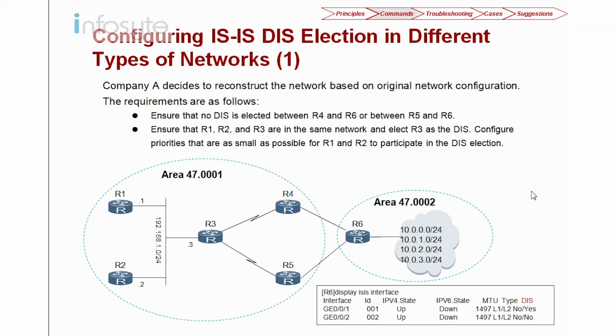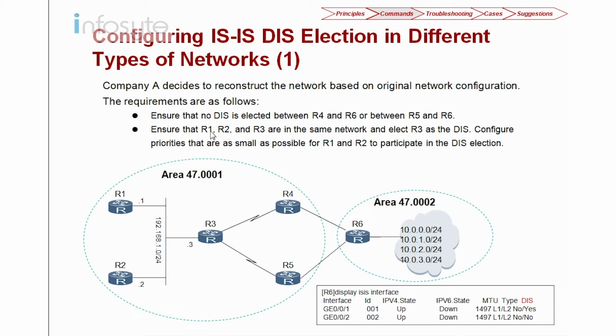Let's look into the next requirement. In this exercise, we have two requirements. First, we have to ensure that no DIS is elected between R4 and R5, R4 and R6, or between R5 and R6. So between 4, 5 and 5, 6, we do not have any election.